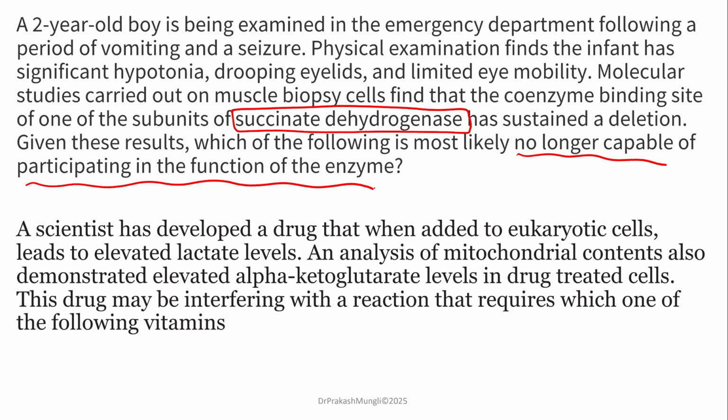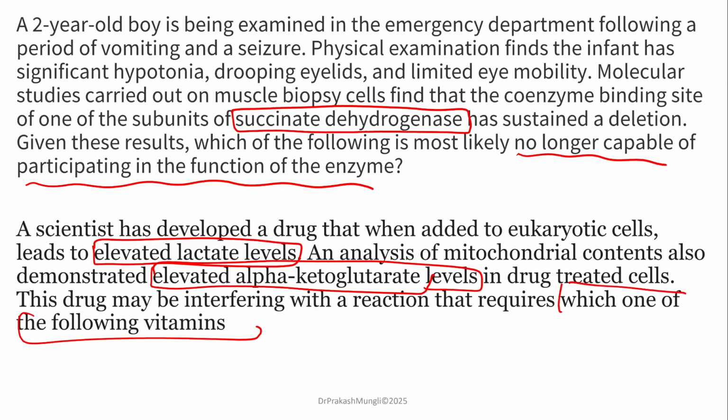Next one. A scientist has developed a drug that when added to eukaryotic cells lead to elevated lactate levels. See, there is a lactic acidosis here. Analysis of mitochondrial content also demonstrated elevated alpha ketoglutarate levels. Alpha ketoglutarate is also elevated. This drug may be interfering with the reaction that requires which one of the following vitamins?